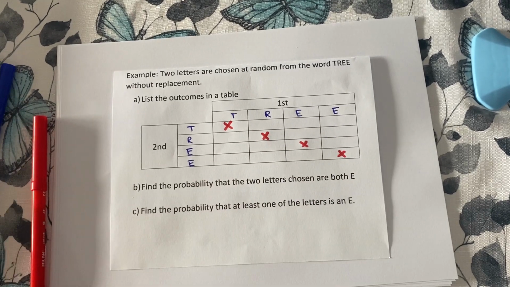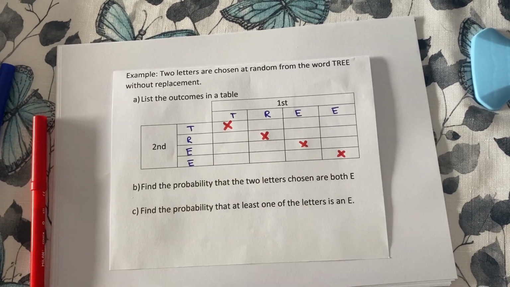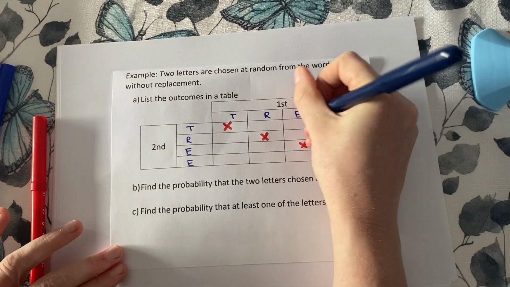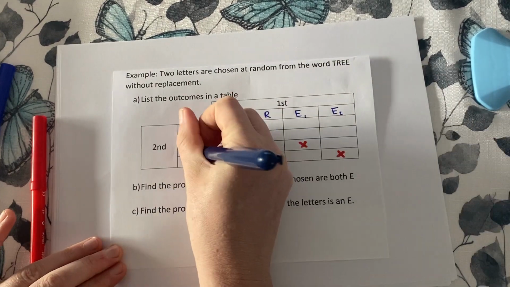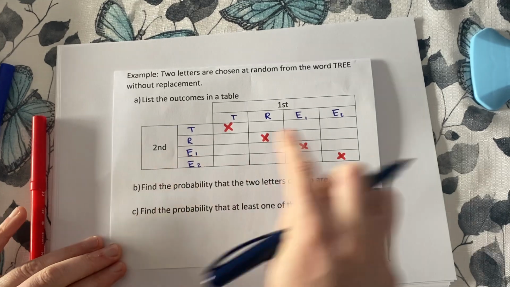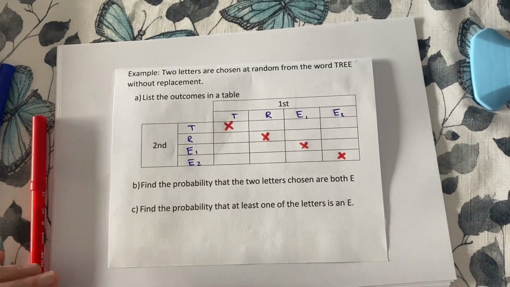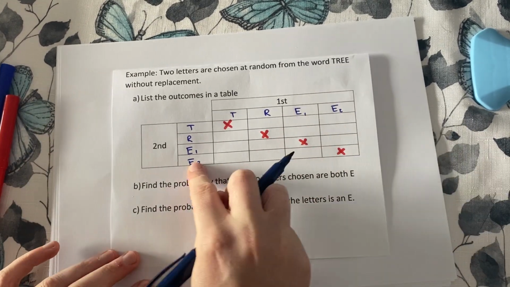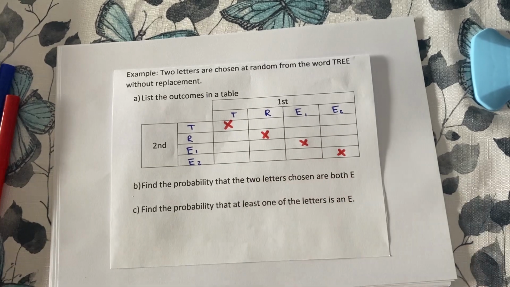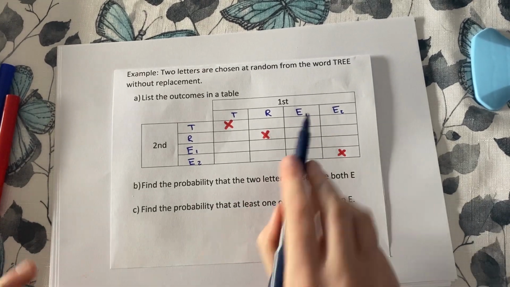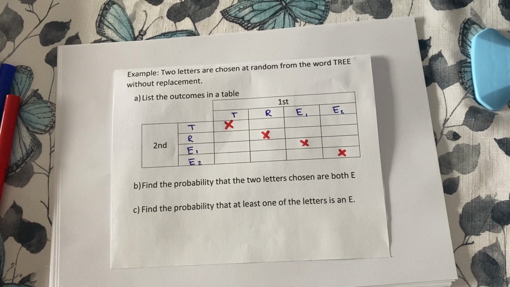Now, I know with tree there is actually chances of getting an E and an E, but let's just say this was E1 and this is E2. E1, E2. Our chances of getting E1 and E1 twice, 0. Chances of getting E2 and E2 twice, 0. So if you really struggle to do it, maybe just label them 1 and 2 if there's more. So then you're like, oh yeah, do it.